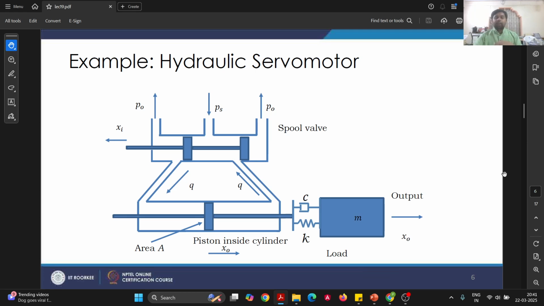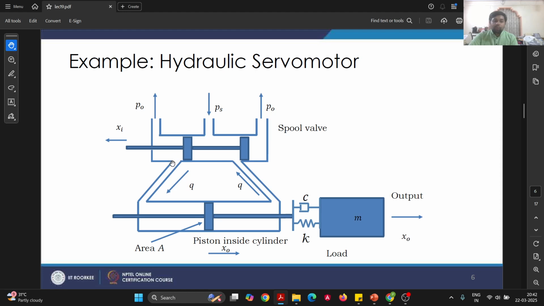In this figure we can see that there is a piston inside the cylinder, and it has inlet and outlet ports. On the left hand side, the pressure on the inlet port depends on the position of the spool valve, and similarly the pressure on the exit side of the piston also depends on the position of the spool valve. Now to derive the differential equation, we assume the position of the spool valve is at the center, when both the input and the exit ports for the cylinder are blocked by the spool valve.